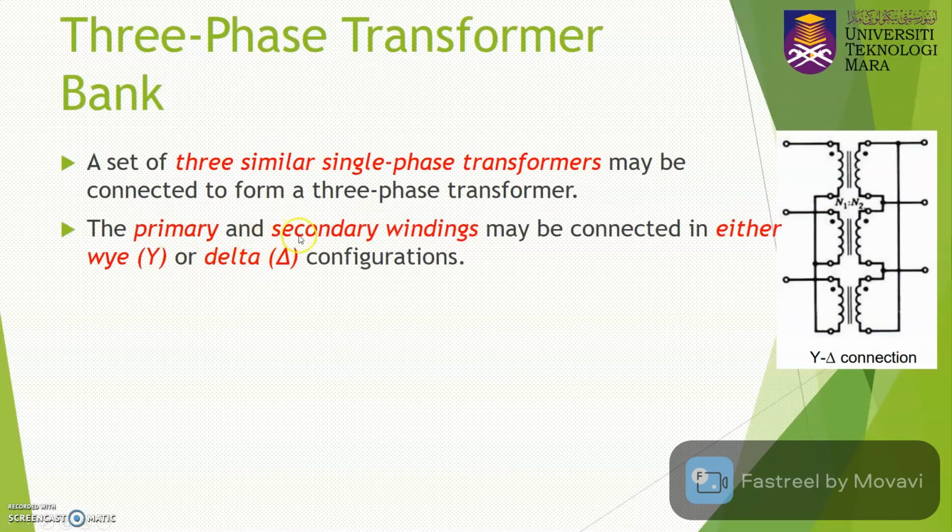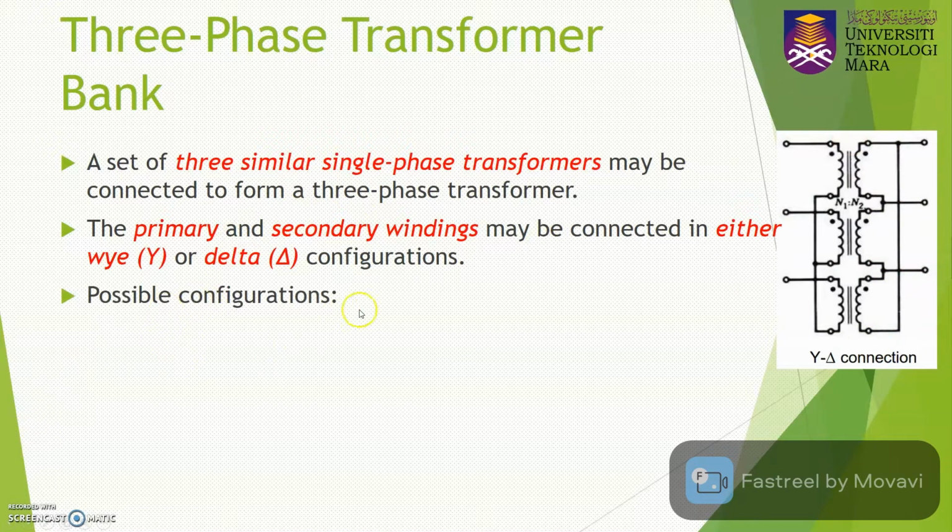The primary and the secondary winding may be connected in either Y or delta configuration. In this case, the primary is connected as a Y connection, and the secondary side is connected as a delta connection. You can see here that on the primary side, the three terminals 1, 2, and 3 are connected to each other to form the neutral of the Y connection. On the secondary side, the windings are connected in series to make a delta connection.